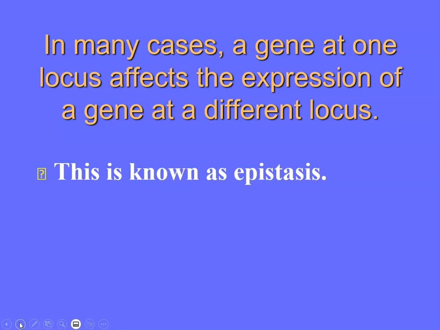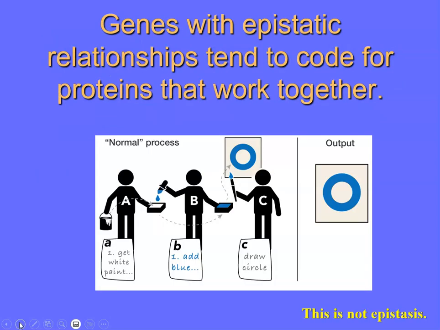And to hopefully give you a better understanding of this, we're going to work through an example first of more of an analogy, and then how that relates to a true epistasis example in humans. Okay, so imagine you have this assembly line of people. Each person labeled A, B, and C has a particular job to do in the course of this process, with the output or the result being a blue circle being painted.